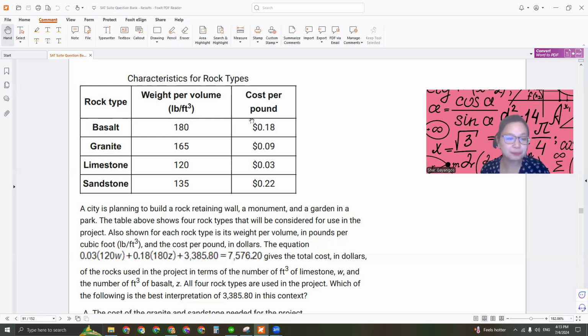Okay, let's continue working on Q91. So we have all of these table of values, right? And then we have this equation. So let's go ahead and read the problem. Sometimes it helps to take note of what you're working with, just to figure out what type of question this is or what kind of thinking you might want to apply to solve this problem.